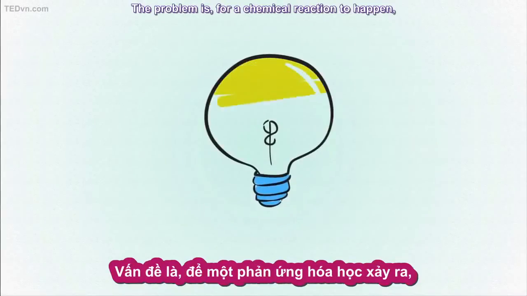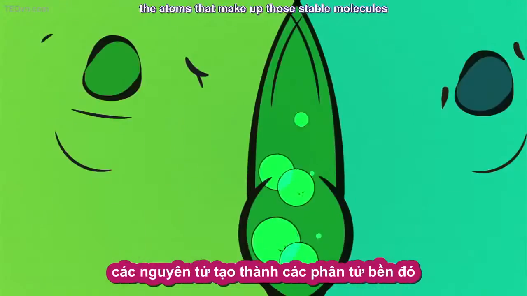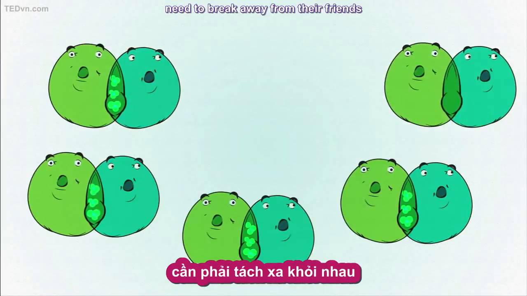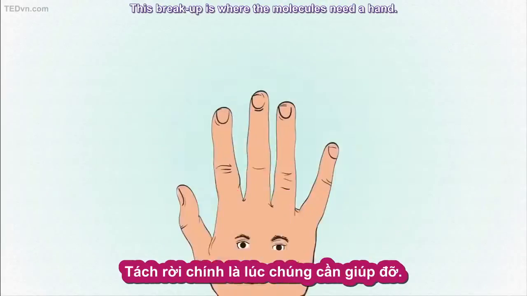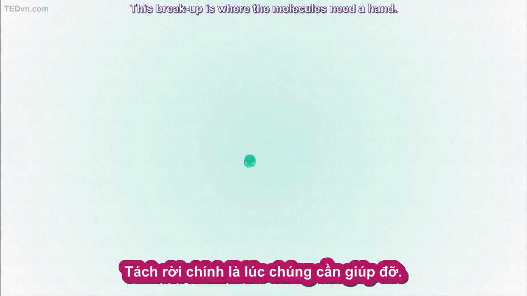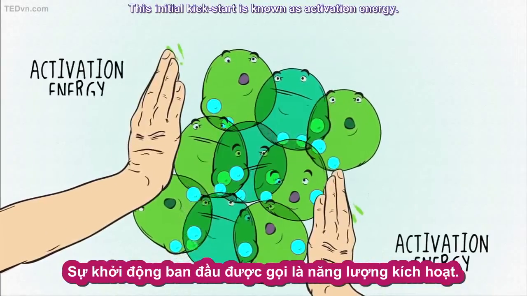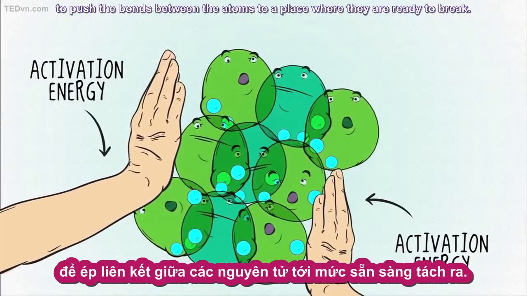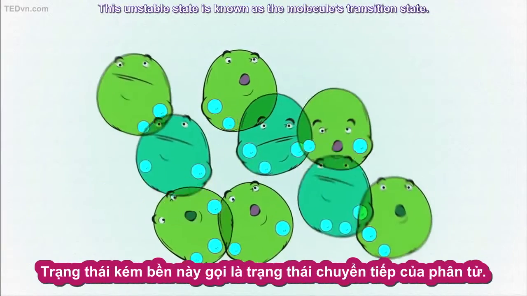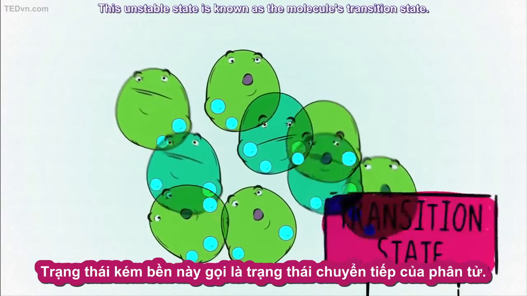Problem is, for a chemical reaction to happen, the atoms that make up those stable molecules need to break away from their friends and go buddy up with another atom. This breakup is where the molecules need a hand. This initial kickstart is known as activation energy. It's used to destabilize the molecule, to push the bonds between the atoms to a place where they are ready to break. This unstable state is known as the molecule's transition state.